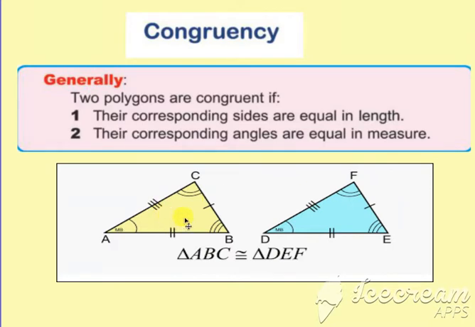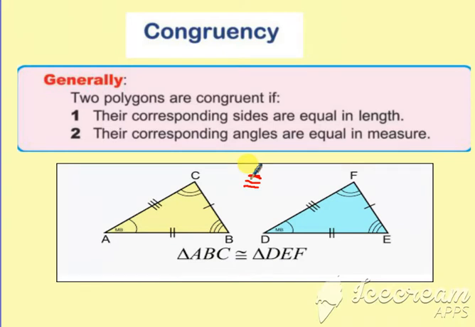It means if I have two polygons like this, two triangles, and side FE equals side CB, and FD equals CA, and AB equals DE, and the measure of angle E equals the measure of angle B, and the measure of angle F equals the measure of angle C, and the measure of angle D equals the measure of angle A. So these two triangles are congruent, and this sign is like equals, but it has three lines like this: one, two, three.